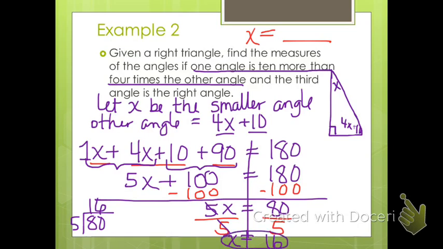That solves my equation, but it doesn't answer the question, right? Because given a right triangle, find the measures of the angles. So I know that one angle is 16 degrees. The other angle is this expression, 4x plus 10. I'm going to give myself a little bit more room here.